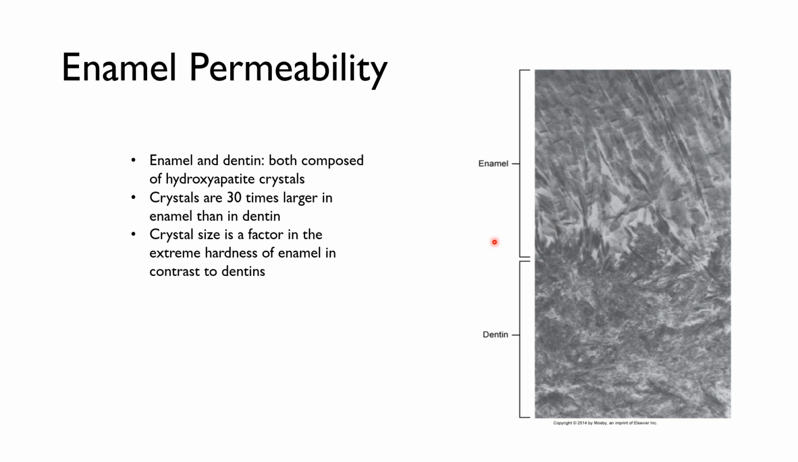So enamel and dentin are both composed of hydroxyapatite crystals, and the crystals are larger in enamel than in dentin. Those crystals are actually 30 times larger, and this picture is just trying to show how large the enamel crystals are. The size of the enamel crystals is related to the hardness of the enamel in comparison to the dentin. So imagine those crystals are much larger, so they're giving the enamel a much harder surface, and it is much more prone to fracture.